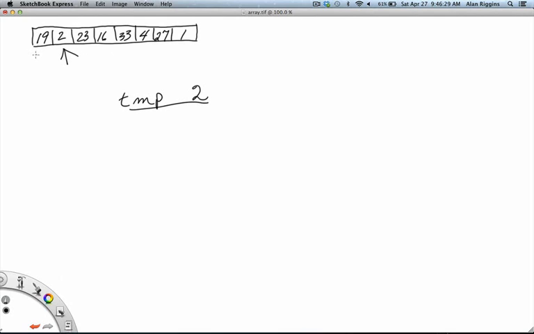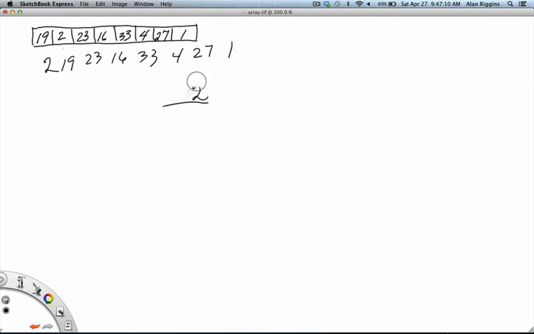So as we do this, we have the temp. So the first pass is this. We compare the 19 and the 2 to see if we need to move it down, and we do. So now we have 19, 19, 23, 16, 33, 4, 27, and 1. And then once we finish that pass, we drop in the 2. So that's the first pass of the loop.